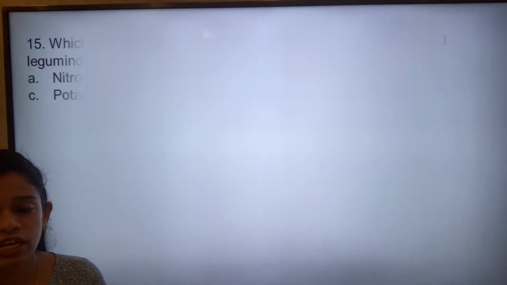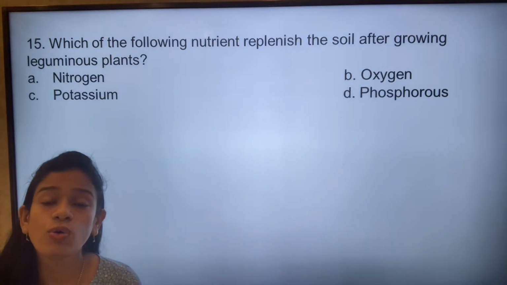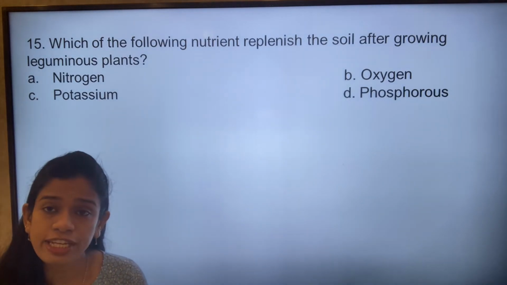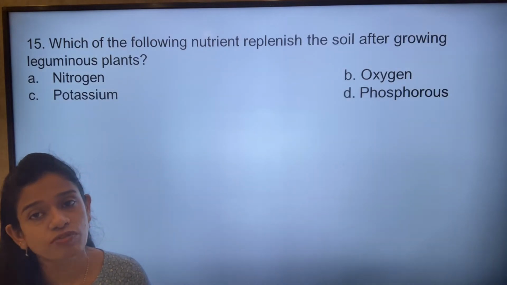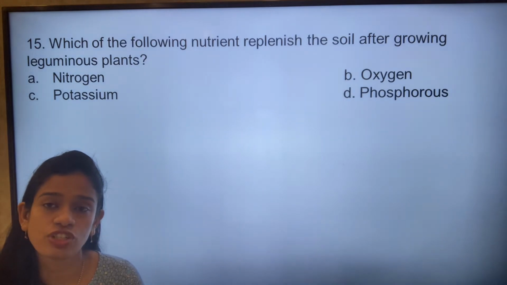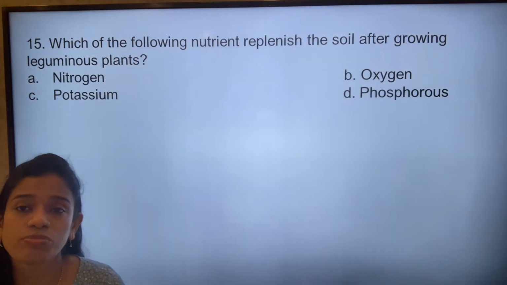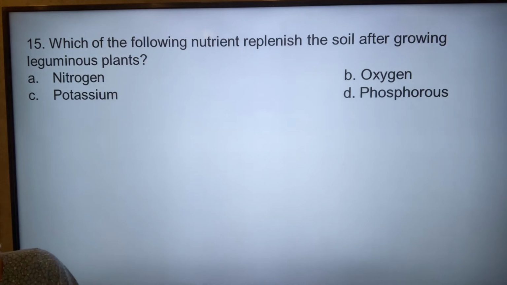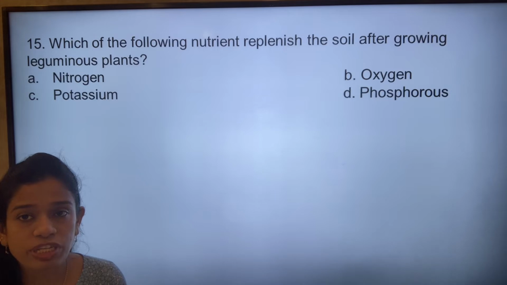The next question, which of the following nutrients replenish the soil after growing leguminous plants? Leguminous plants are very famous for adding fertility to the soil, not only giving the crop or the produce, but also adding fertility because of the presence of root nodules, which help in the fixation of atmospheric nitrogen. This atmospheric nitrogen enriches the soil, so it is nitrogen that gets fixed, or replenished, in the soil due to the leguminous plants, that is option A.